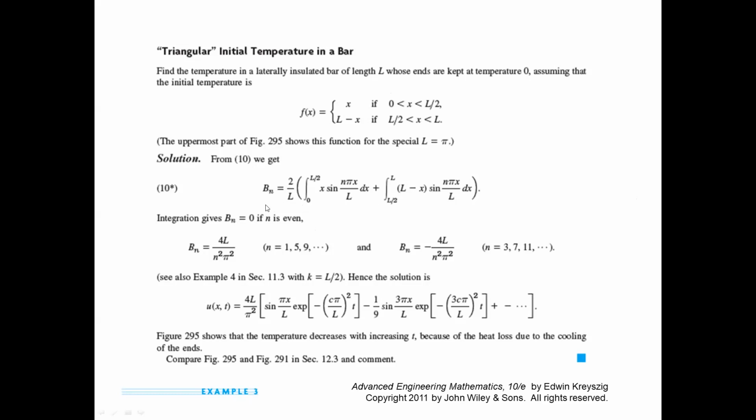This is the Fourier sine coefficient. We have to break the integral into two parts. One part is x from 0 to half L, the other part from half L to L. We have to integrate all this. Integration by parts will lead to this solution. From here to here, it's going to take some time.